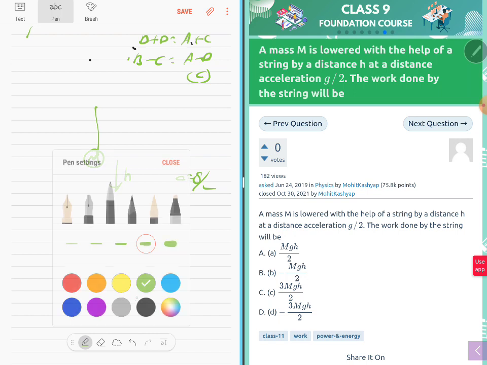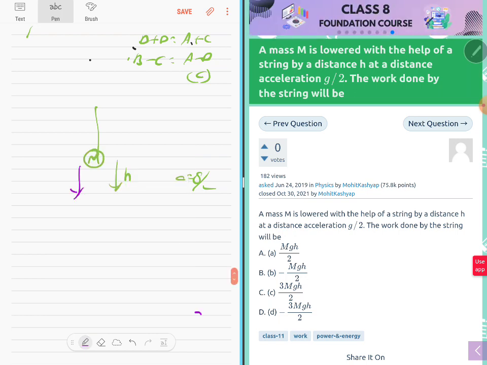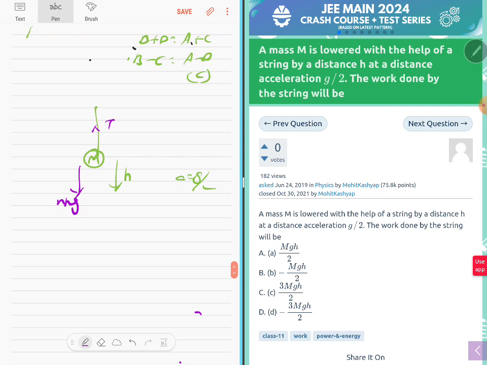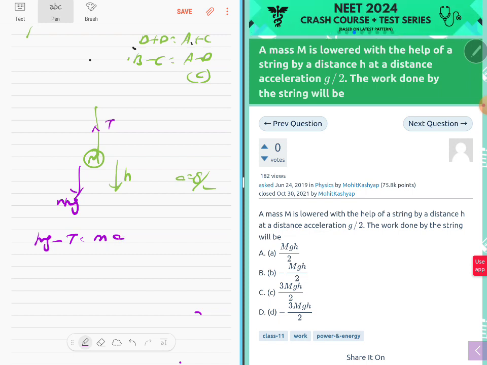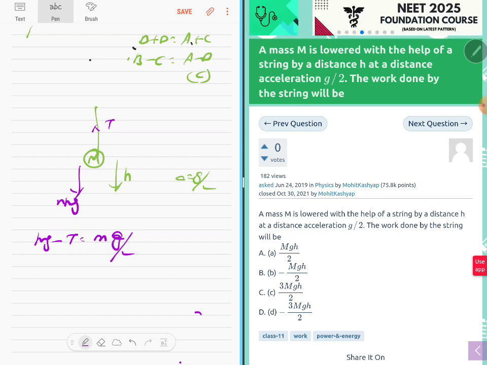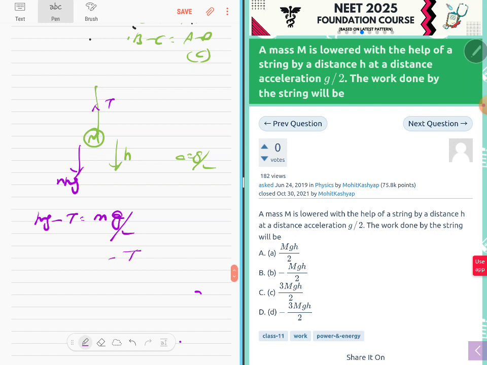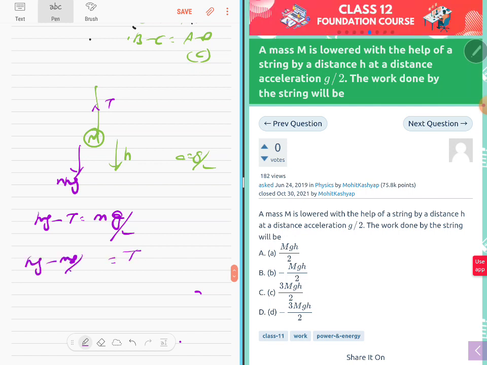Basically there will be an mg which is acting downward, and there will be a tension which is acting upward, and so if it's going to accelerate downward, mg minus T is equal to m into a. But in this they've given a to be g by 2. Therefore you can take the tension to the other side: mg minus mg by 2, which will be mg by 2, is equal to tension. So thus I found the tension.